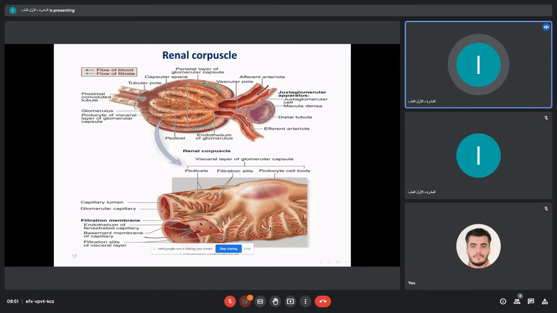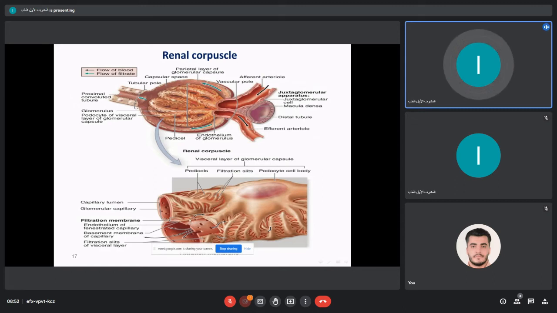The whole filtration membrane here consists of 3 layers. The innermost layer is the fenestrated endothelium, the endothelium that lines blood vessels. Since the glomerulus consists of a network of capillaries, and capillaries are blood vessels, surely the lining is endothelial cells. The characteristic of the endothelial cells in the filtration membrane is that they have fenestrations, these holes or openings. These openings help the filtrate to pass through the endothelial cells.